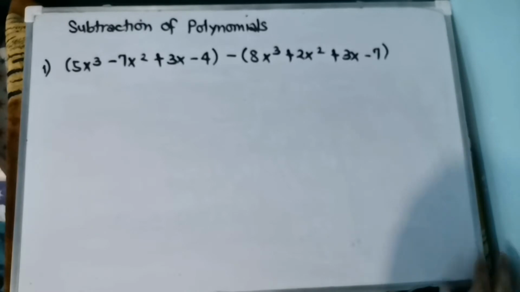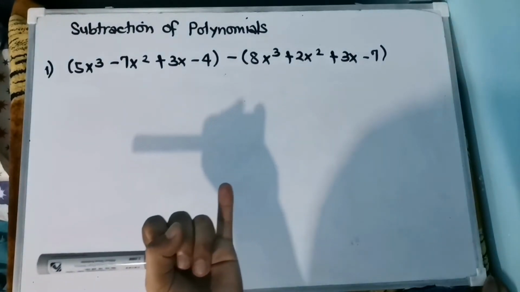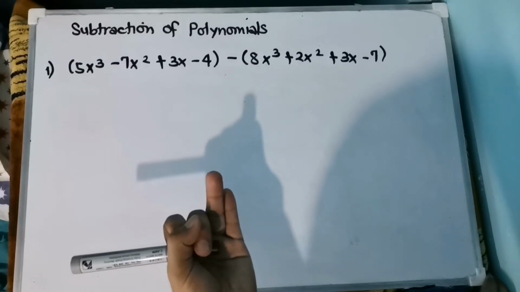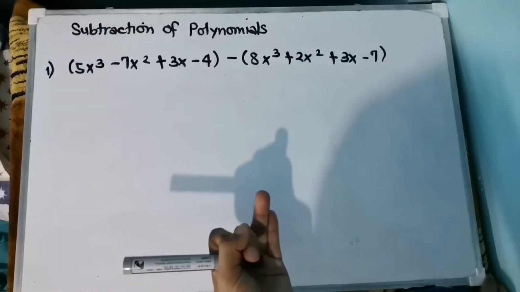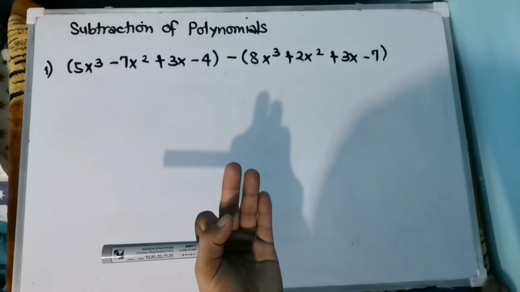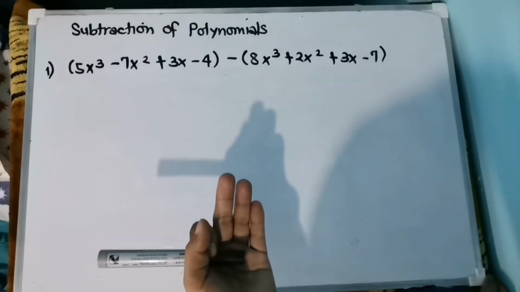Again, let's review the steps in adding polynomials. First, we need to identify the like terms. Second, we group them and align them vertically because it is more convenient. And third, we add and then finalize our answer.